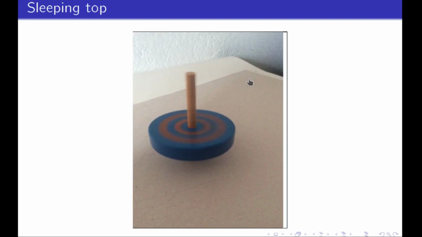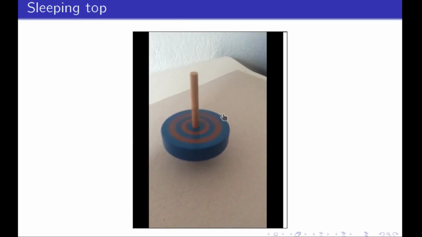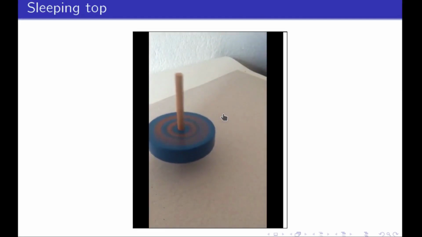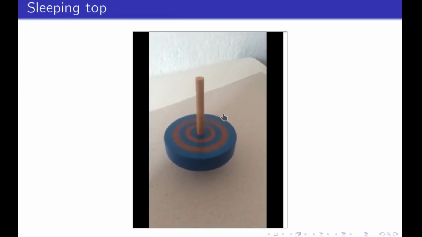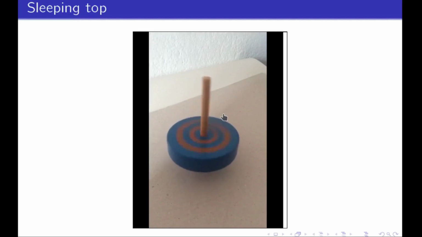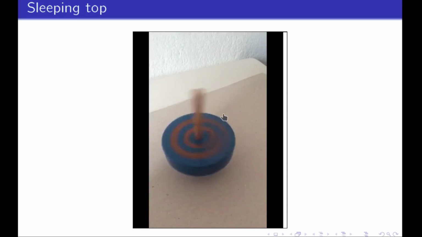Let us try to understand the motion of the top by using this video. As it is seen, the top is in the sleeping top motion. Even if one touches it, it continues its motion. This is valid for fast tops, which are known as strong tops. And as time passes, its angular momentum decays and it becomes a weak top, and it touches the ground and falls down.